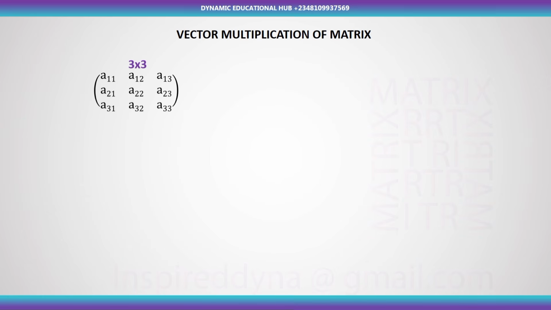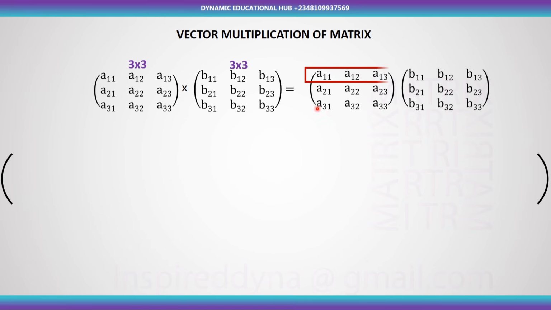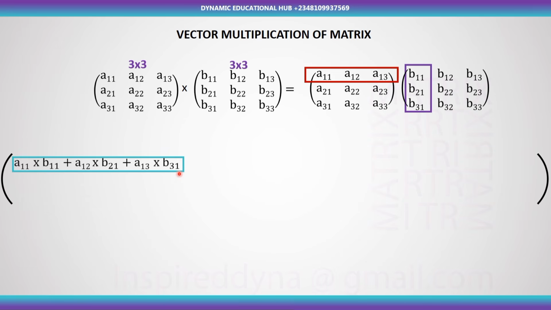Now let's look at when you want to multiply 3 by 3. It's still the same procedure. You have your first matrix, you want to multiply with the second matrix. Now don't forget, you pick your row of the first matrix against the column of the second matrix, and you start doing it. A11 multiplied by B11 plus A12 multiplied by B21 plus A13 multiplied by B31. That is what we have here.